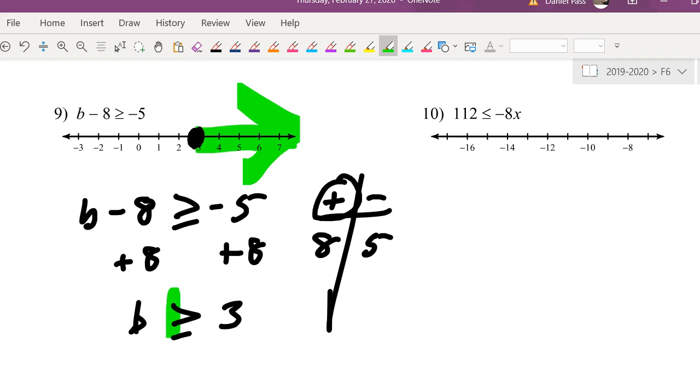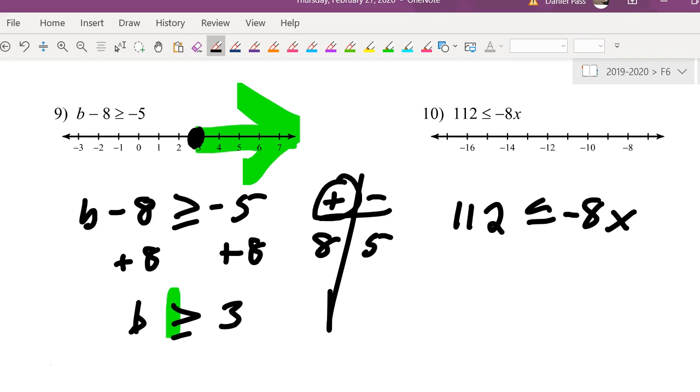Okay. Any questions? Am I going too fast? Okay. 112 less than or equal to negative 8x. Uh-oh. This one's going to be one of those super crazy ones.